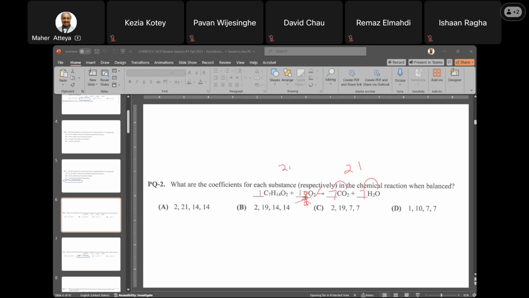So, you said B? B, so that's really B. So you have to get rid of the 2 here. Multiply the whole equation by 2. Then it will be 2 here, this one will be 2, this one will be 19, this one will be 2 multiplied by 7, 14. Everybody can hear me or not?